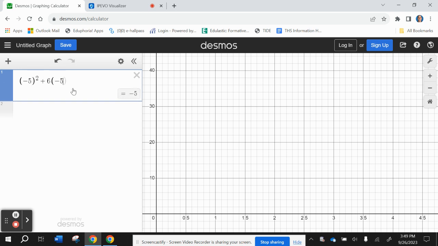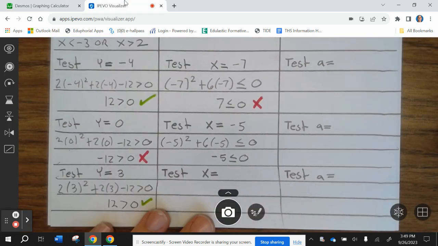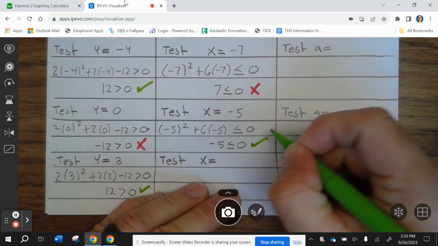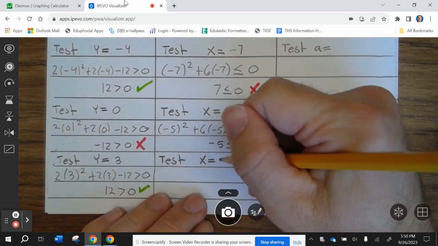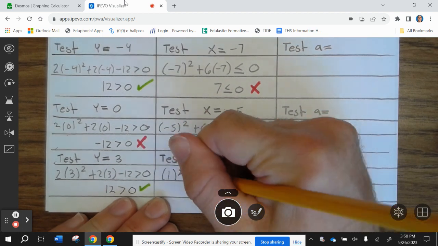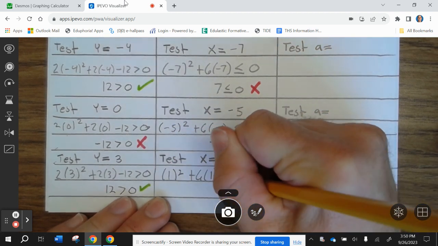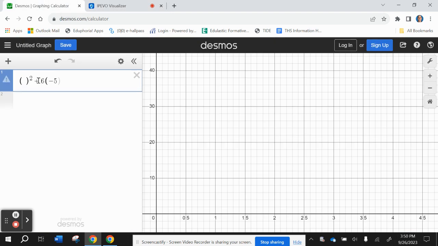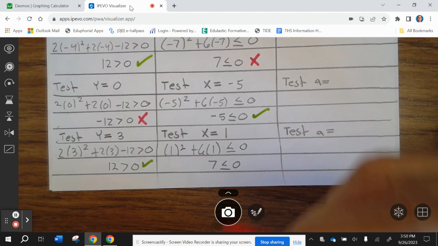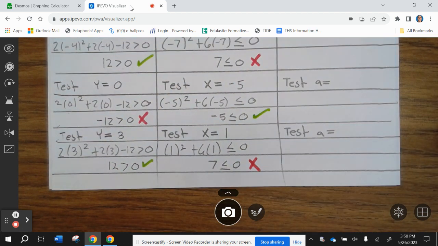Now I get negative 5 less than or equal to 0. That checks, so we can shade in the middle, and then we check x equals 1. So all I have to do is change these to a positive 1. We get 7, which is false, so we don't shade there. Okay?